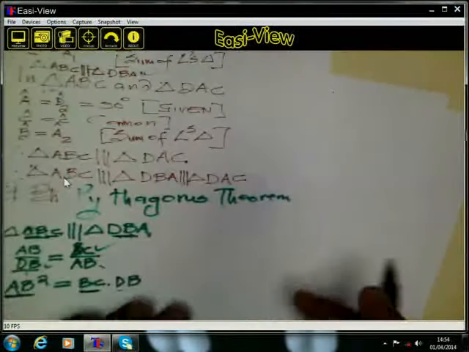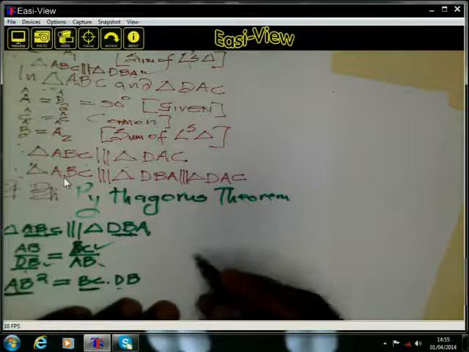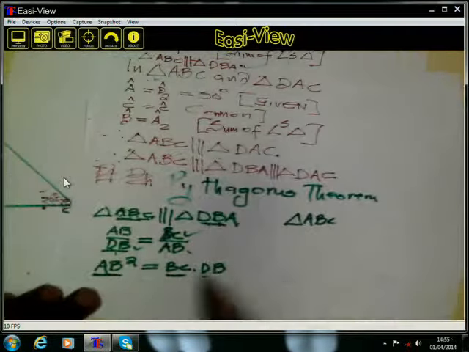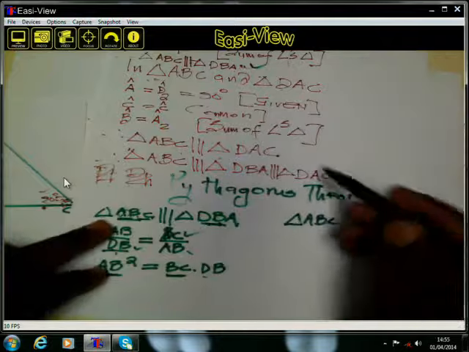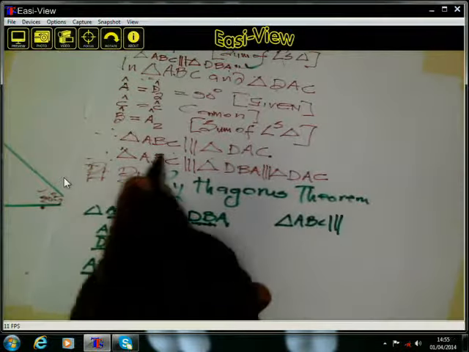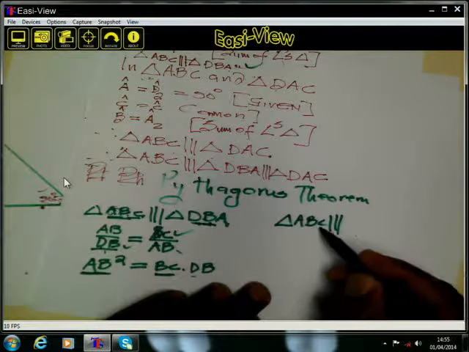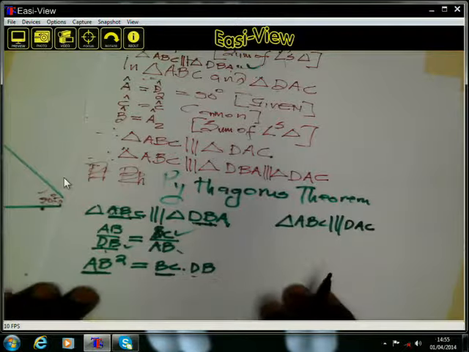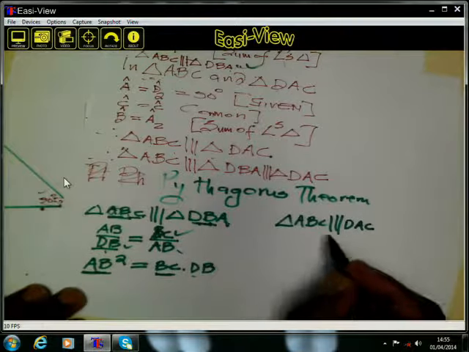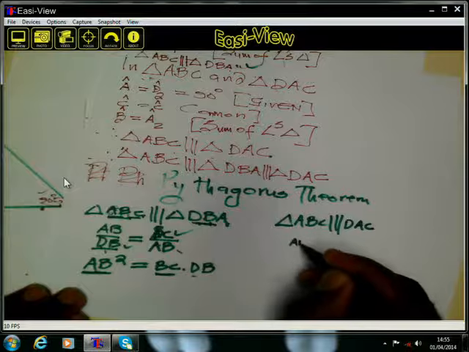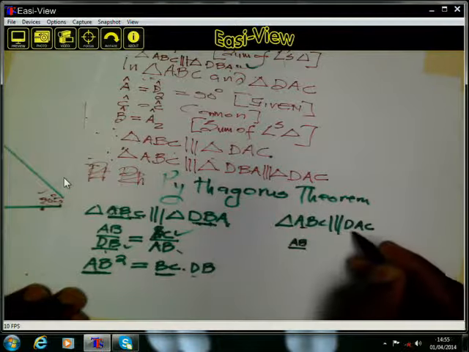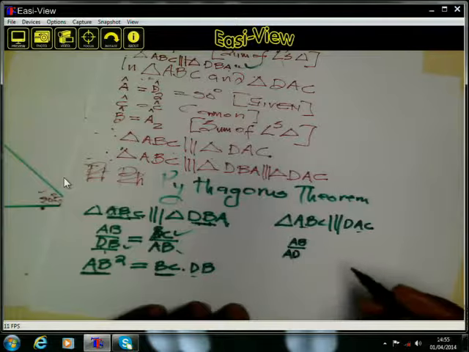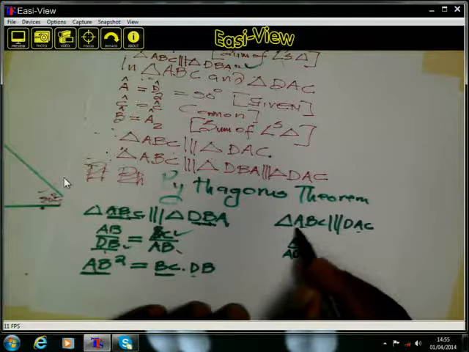Fine. Now let's also quickly look at triangle ABC. These are conclusions. This is the conclusion for the first part, and I'm now going to the conclusion for the second part. Triangle ABC is similar to triangle DAC. Now, in here, I'm saying AB again. AB, that is this side, has to be over that side, over DA, because these are in proportion.